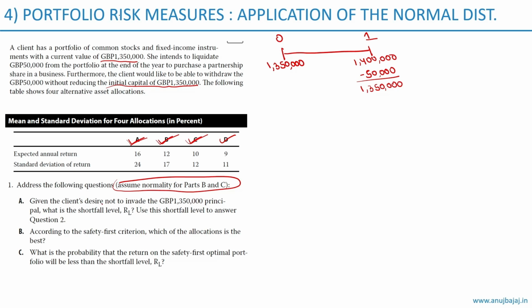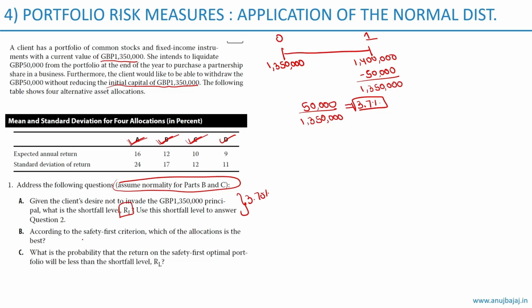So given the client's desire not to invade the 1.35 million pounds, what is the shortfall level? That is, what is the minimum acceptable level? So 50,000 divided by 1.35 million. So the minimum return that the client requires is 3.70%. So the answer to question 1 is 3.70%.